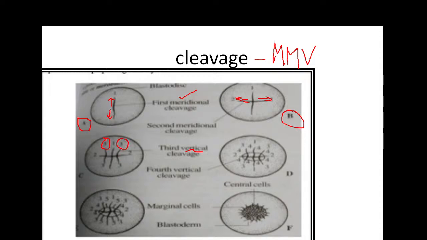These two, isn't it? First is this. Just see here. This is the first cleavage and this is the third one. So the first is meridional, second also meridional cleavage, third is vertical cleavage. And this vertical cleavage is parallel to the first cleavage. What was the first cleavage? Meridional. Then the fourth cleavage is also vertical. Fourth cleavage is again vertical type.